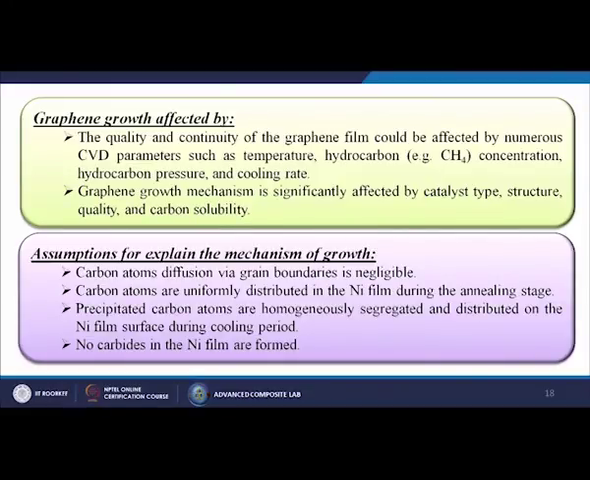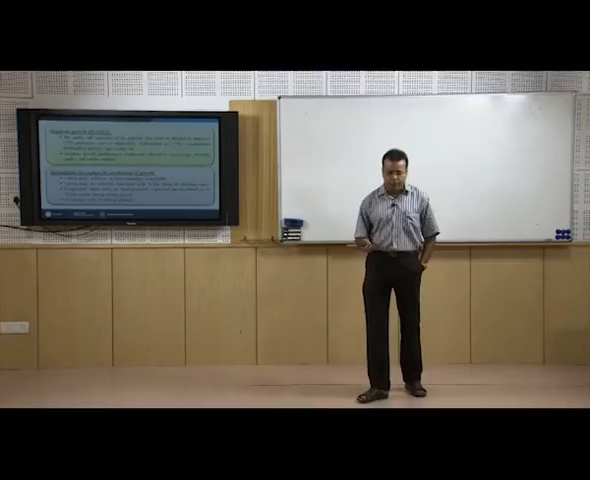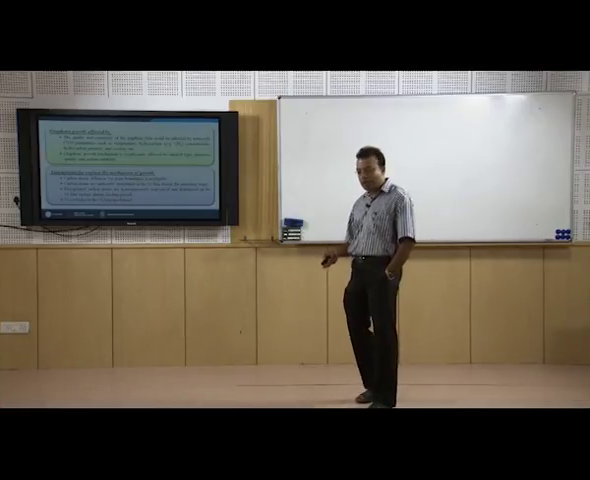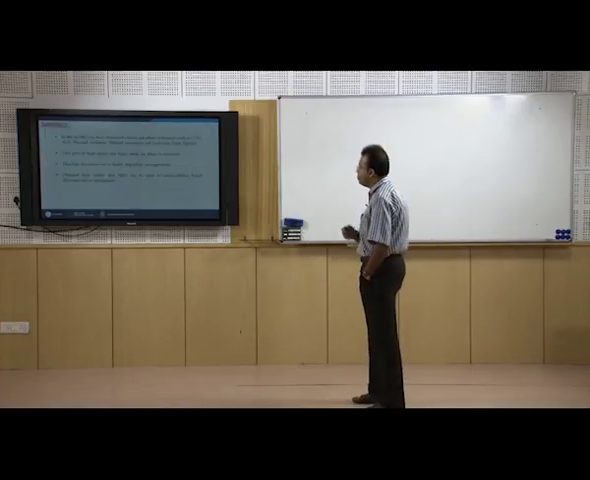Assumptions for explaining the growth mechanism: carbon atom diffusion via grain boundaries is negligible. Carbon atoms are uniformly distributed in the nickel film during the annealing stage. Precipitated carbon atoms are homogeneously segregated and distributed on the nickel film surface during the cooling period. No carbides are formed in the nickel films. These are the different assumptions based on the experimental results.